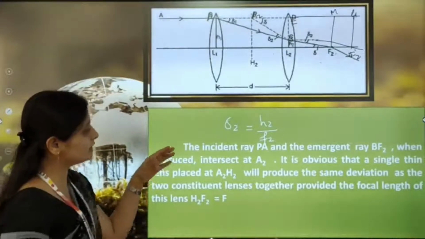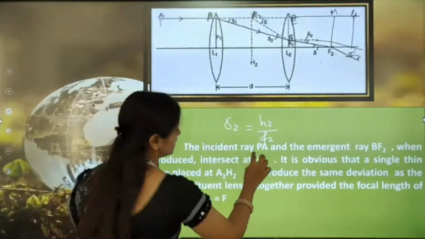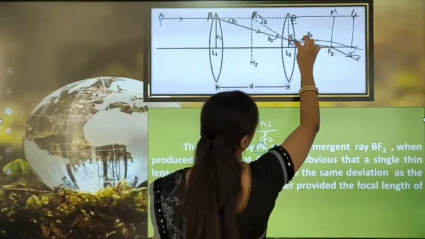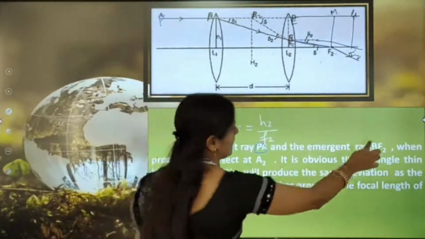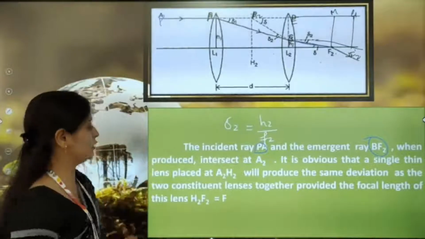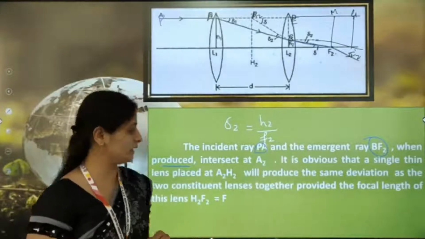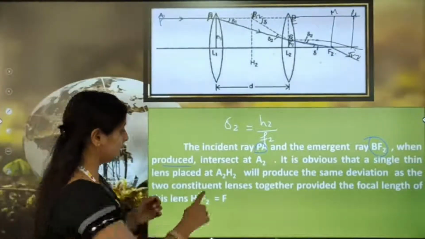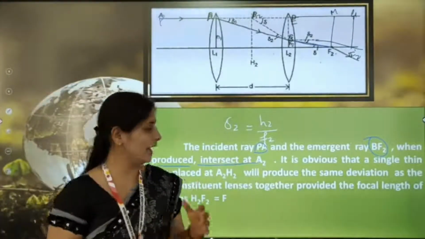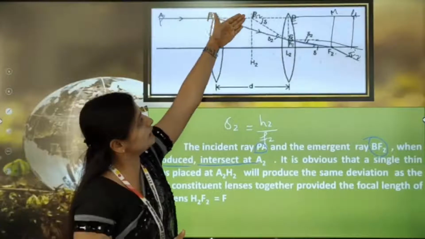So next, the incident ray PA, and the emergent ray BF2. So this is our next emergent ray. When the incident ray PA and the emergent ray BF2 are produced, they intersect at A2. So the intersection takes place between the incident ray and the emergent ray at the point A2.